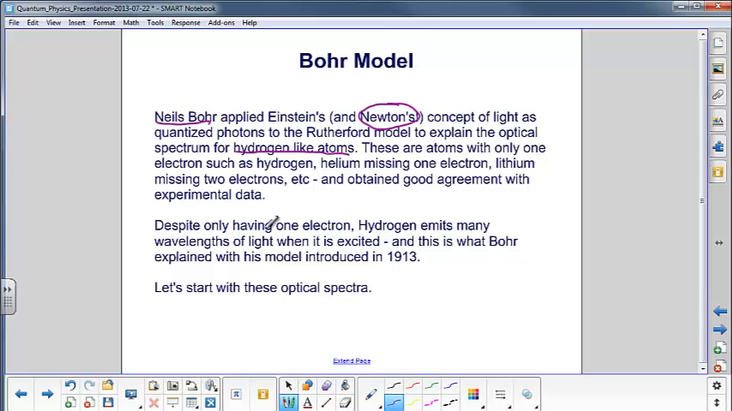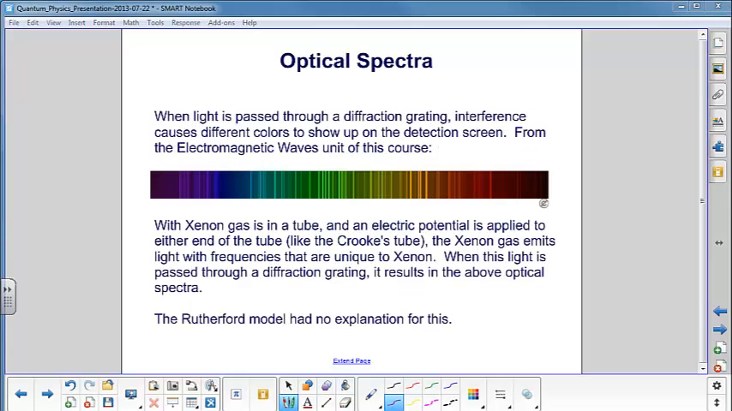Now, despite only having one electron, hydrogen emits many different wavelengths of light when it is excited. And this is what Bohr explained with his model introduced in 1913. So, let's start with these optical spectra. A quick review of optical spectra.